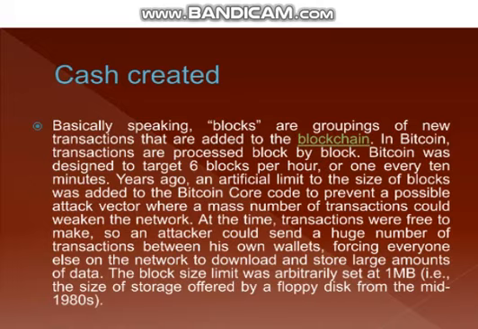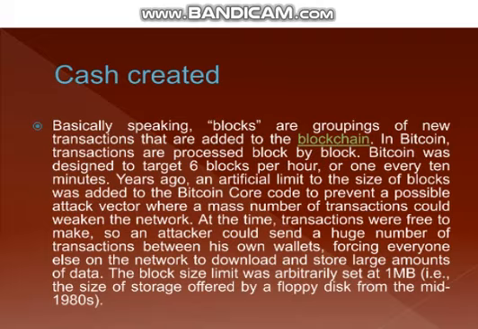Years ago, an artificial limit to the size of blocks was added to the Bitcoin Core code to prevent a possible attack vector where a mass number of transactions could weaken the network. At the time, transactions were free to make, so an attacker could send a huge number of transactions between his own wallets, forcing everyone else on the network to download and store large amounts of data.